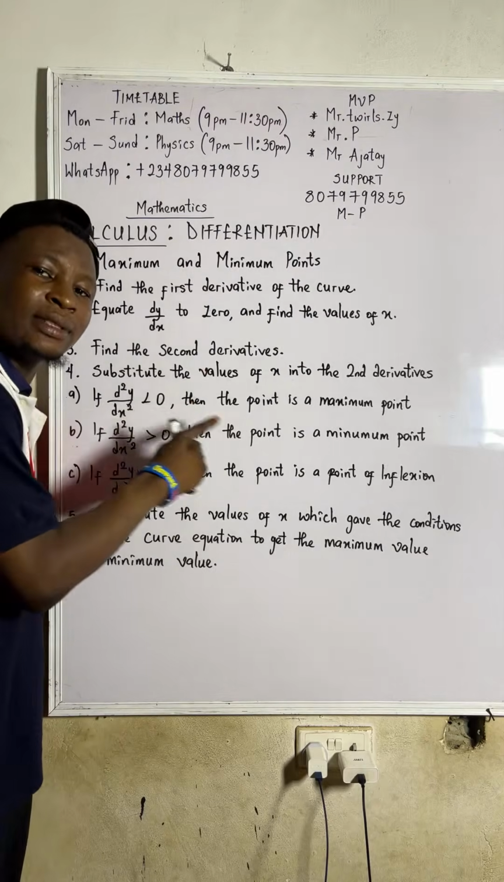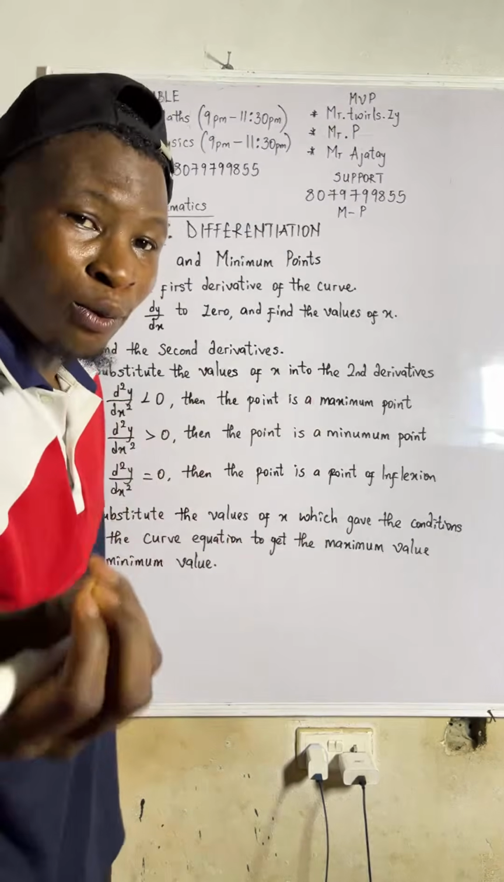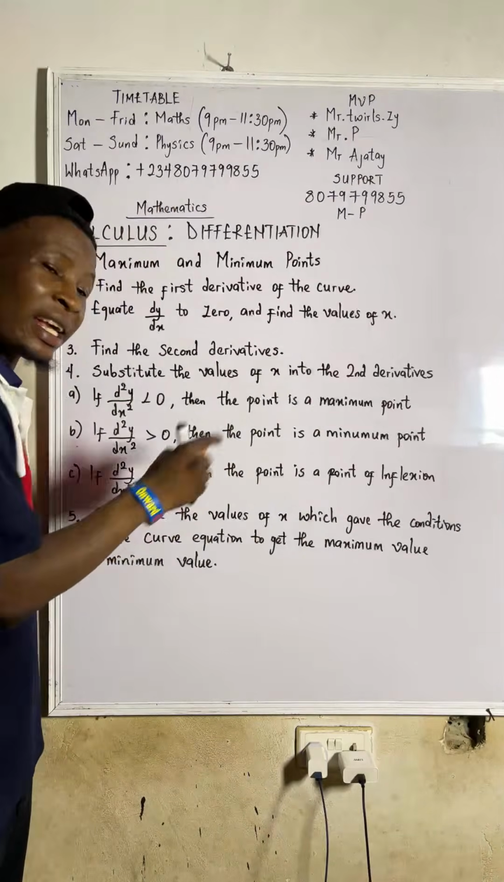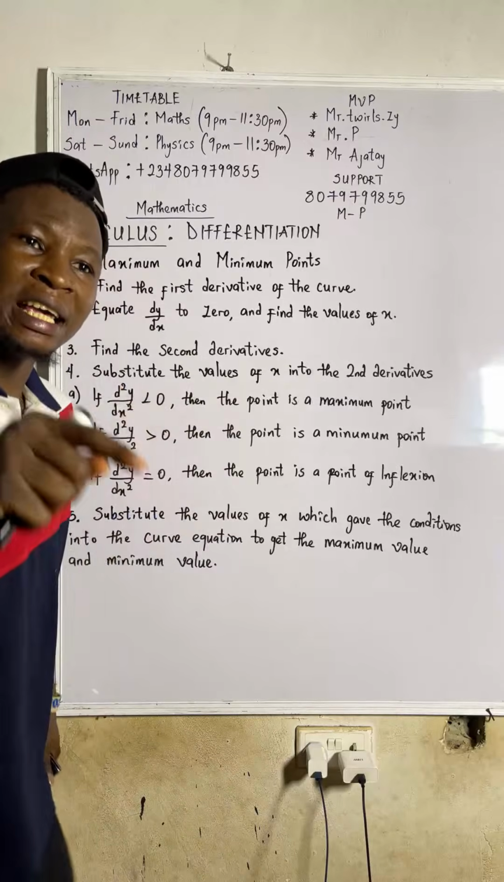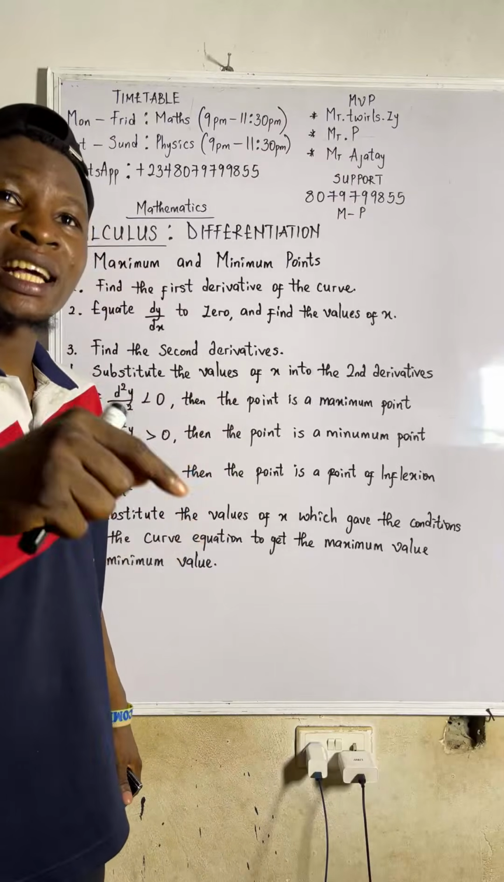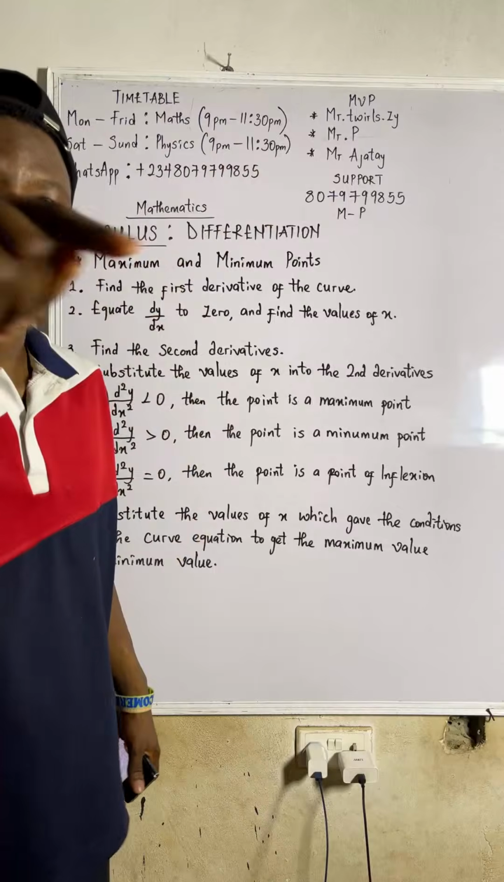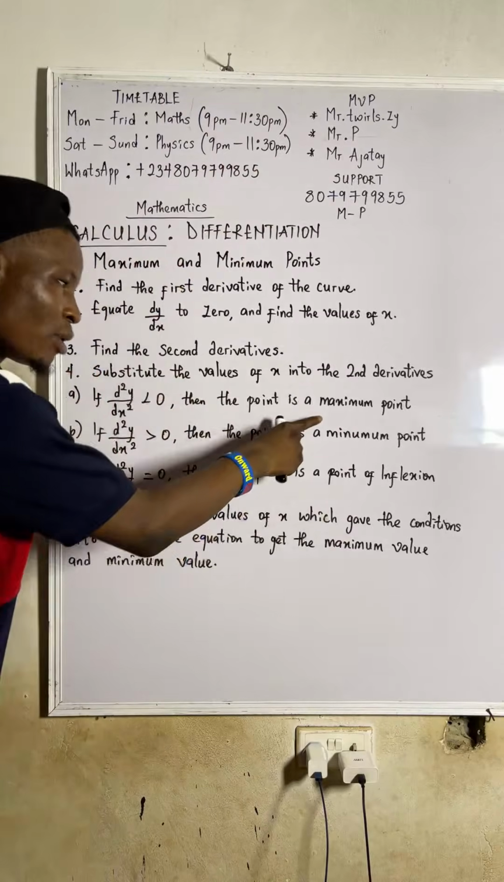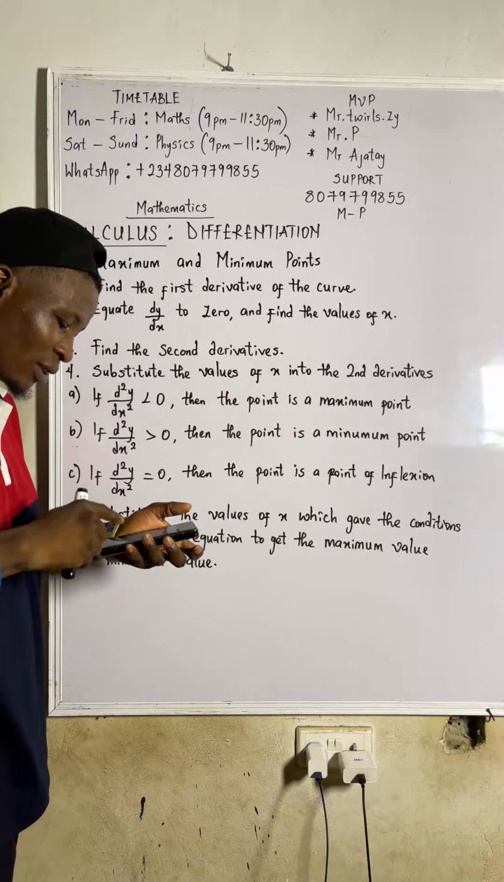If it is less than 0, that's the maximum. They can ask you in the exam. You see this thing I just gave you here, they can ask you in the exam. They can say if d²y/dx² is less than 0, what is that point? You should know it is the maximum point.